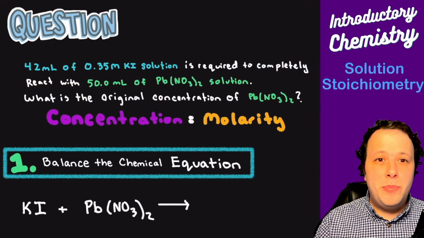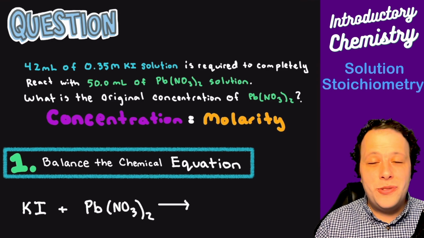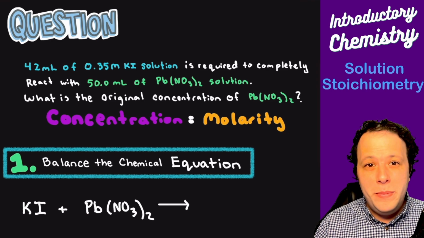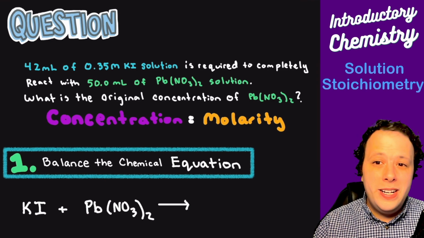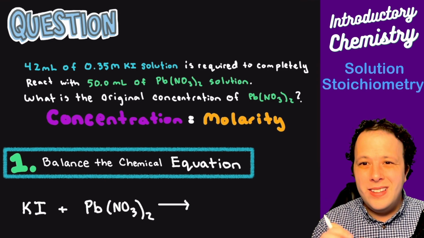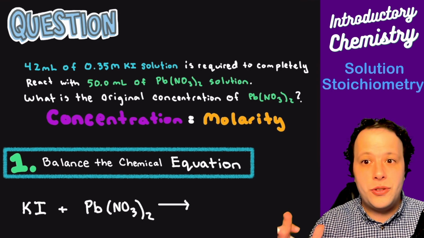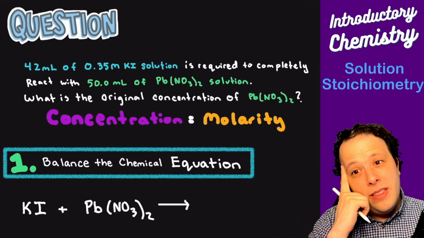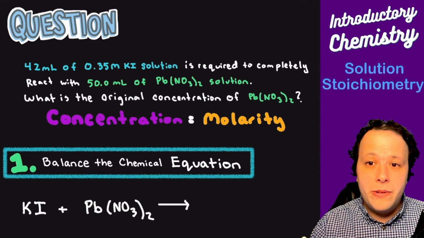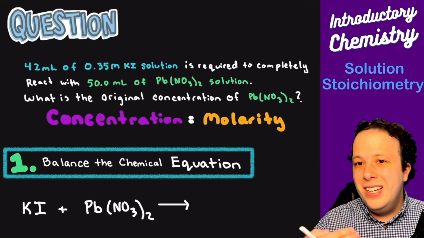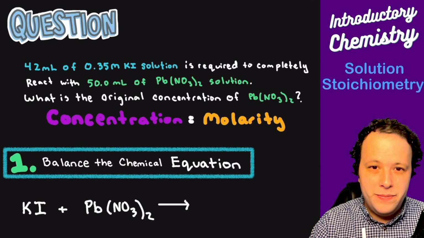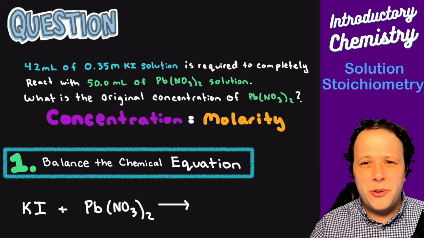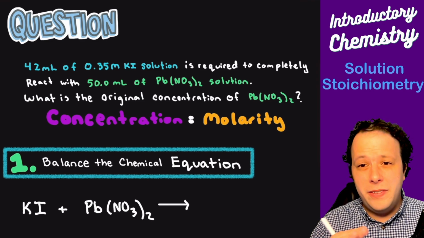42 milliliters of 0.35 molar KI solution is required to completely react with 50 milliliters of lead nitrate solution. What is the original concentration of lead nitrate? Whenever you see "what is the concentration," this tends to sometimes confuse students because they're not sure what to look for. Well, concentration usually refers to molarity in chemistry. It can refer to percent concentrations as well as molality, but 9 times out of 10, it's referring to molarity unless it's specified otherwise.